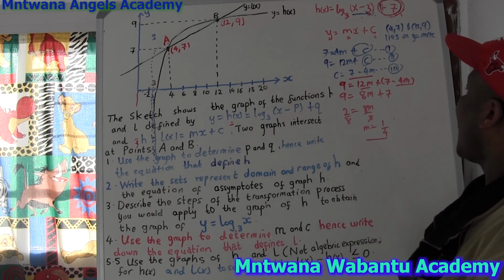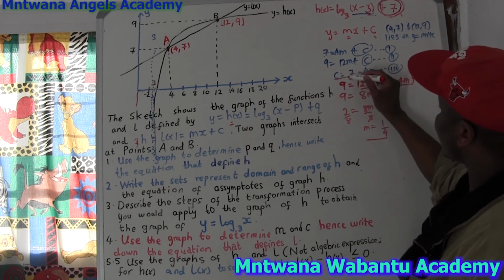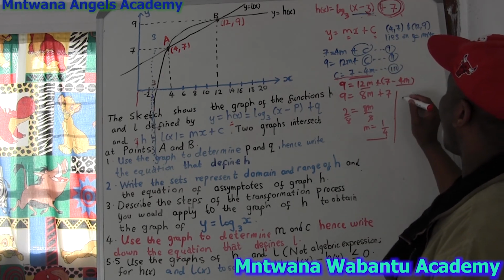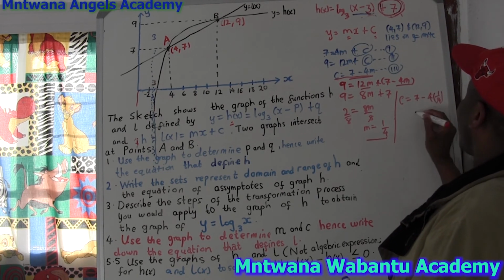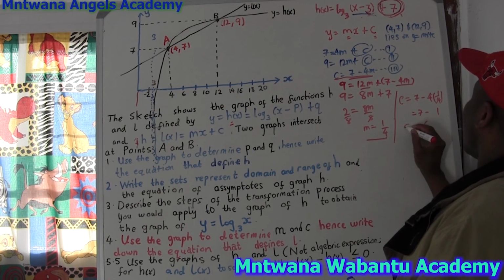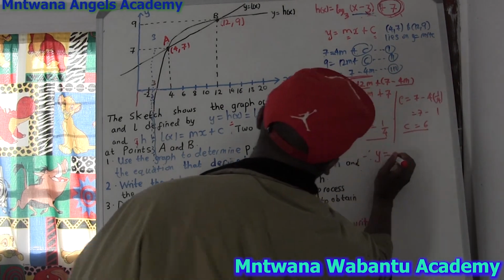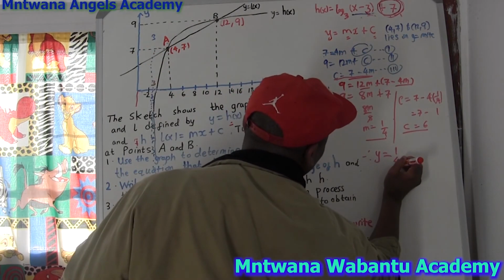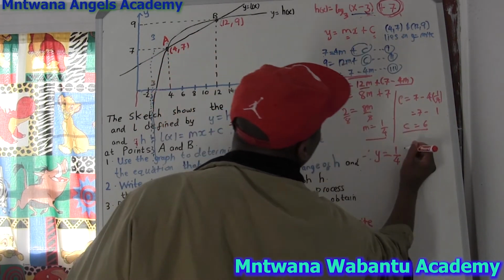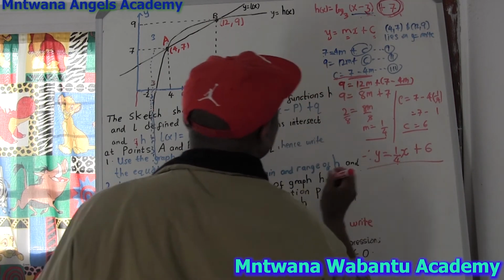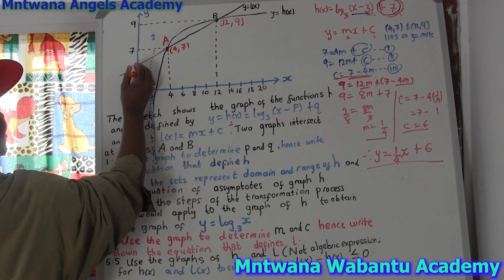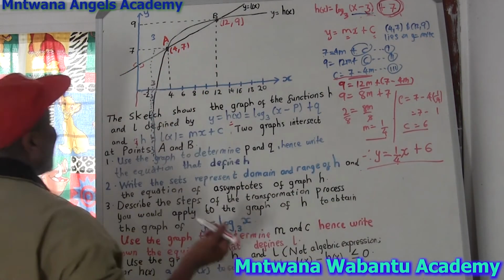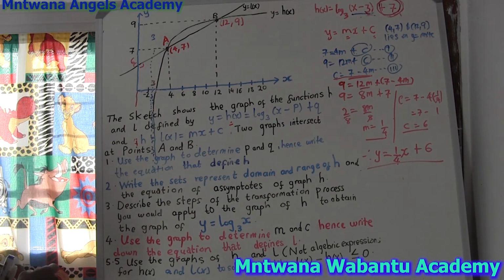So we got m. Now we can get c by substituting into this equation, because we need c now. c = 7 minus 4 times m. With m = 1/4, this 4 and this 4 cancel, so it's 7 minus 1 equals 6. Our c = 6. So now y = 1/4 x + 6. This is a straight line, and the slope makes sense. The y-intercept is somewhere here, can you see? It makes sense that the y-intercept could be 6. So we got the straight line, now we're going for the last question.